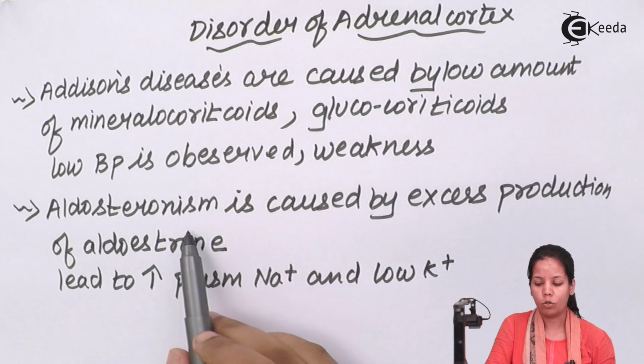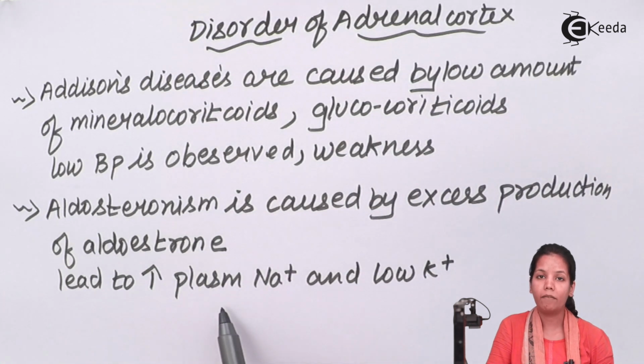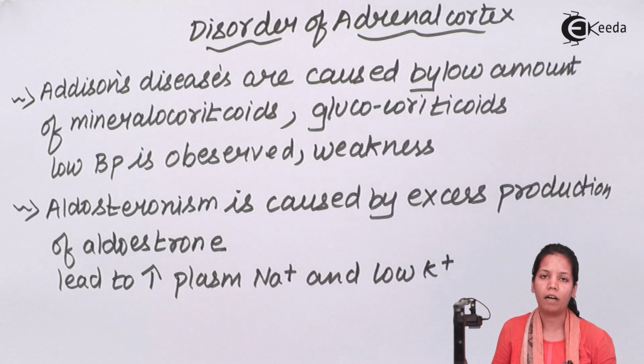Aldosteronism is also a disorder that is caused by excess production of aldosterone that leads to higher level of sodium and potassium in blood, and this salt level imbalance may cause problems in day-to-day life.